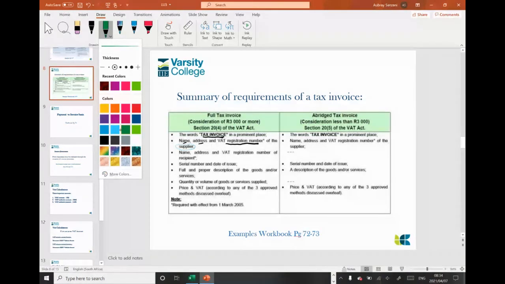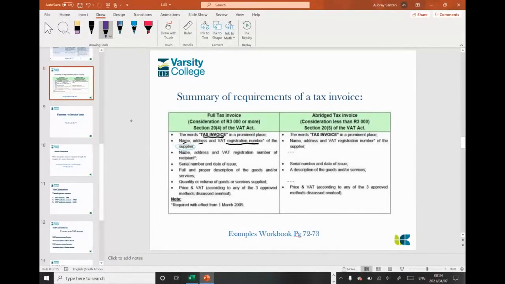Let's try to do purple maybe. Then you need the name, the address, the VAT registration number of the recipient. Okay, the person who's buying these goods. Then you need the serial number and the date of issue. When did this transaction take place? All right, serial number, we need a reference to the transaction.